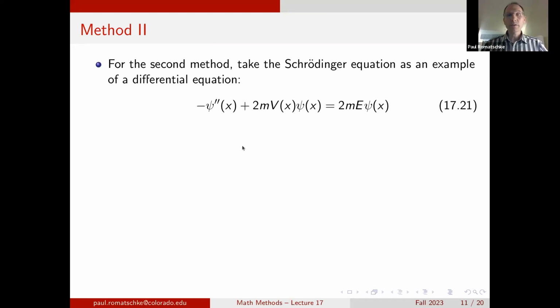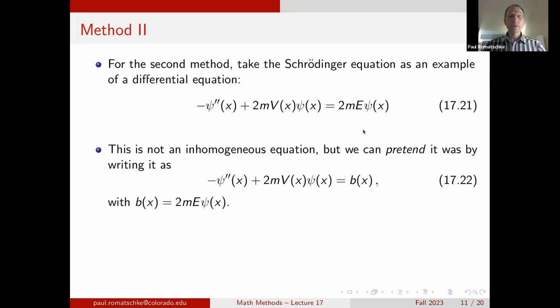Okay, for the second method, we take a slightly different approach. Let me in particular consider the Schrödinger equation as an example for a differential equation. So the Schrödinger equation is given in equation 17.21 with V of x the potential and E the eigenenergy.